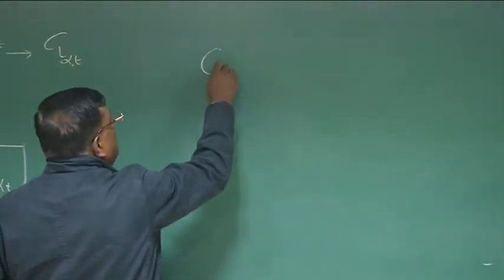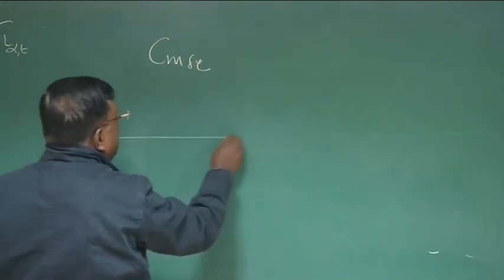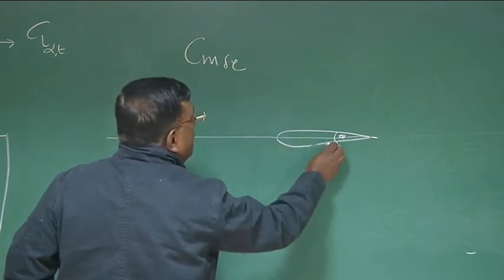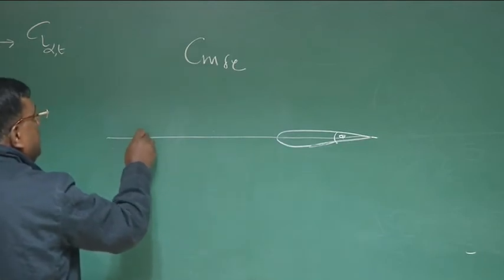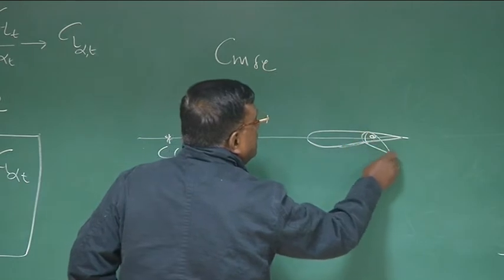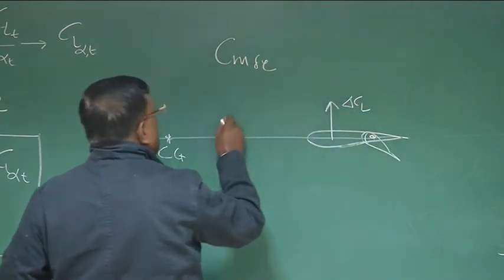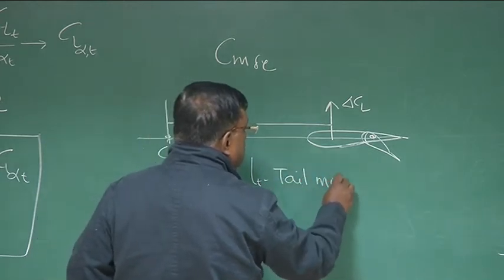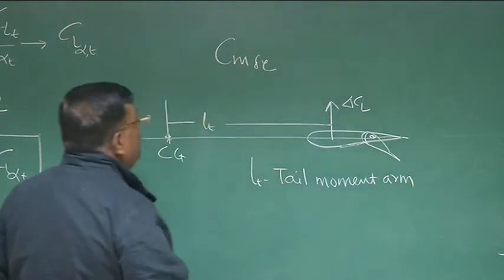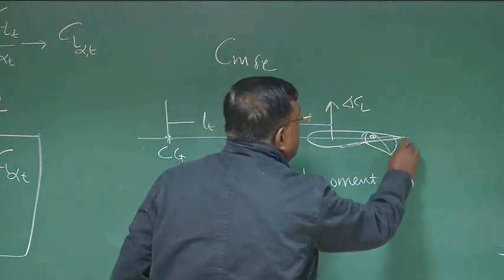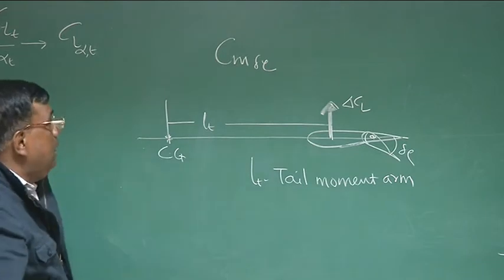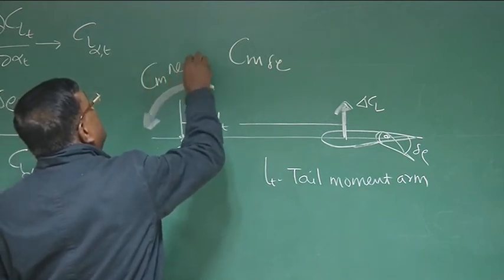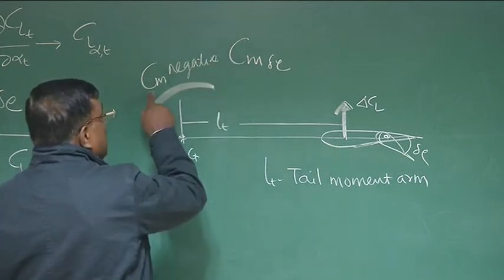Now we will talk about CM delta E. Let us see, this is the line, and this is your tail, and this is the elevator, a symmetric tail. Let us say the CG is somewhere here. As I deflect it, there is a delta CL, and this distance is LT, the tail moment arm. So as there is a positive delta E deflection, it will give a delta CL upward, and about the CG this will give a pitching moment downward, nose down, or a negative CM, right? So that is why this CM is because of this delta E.